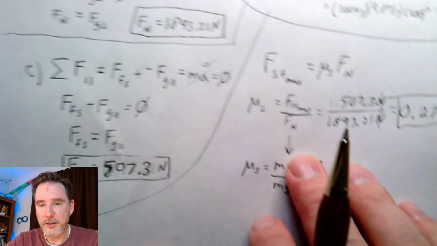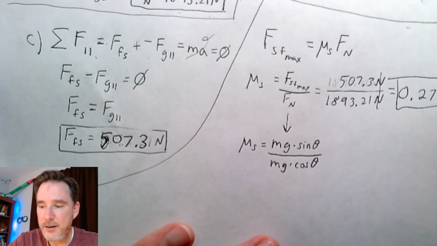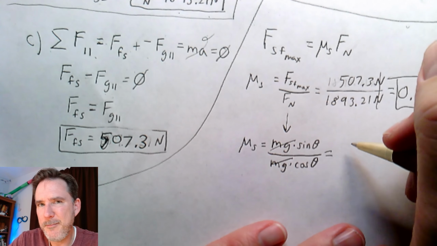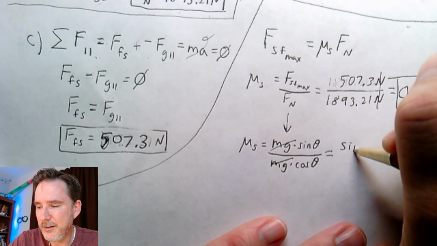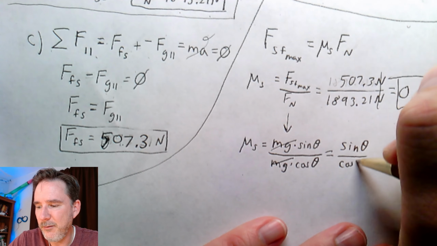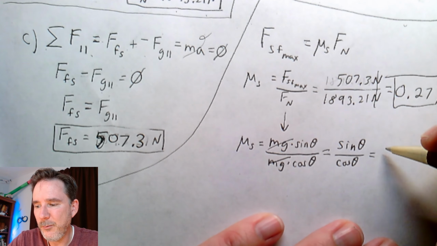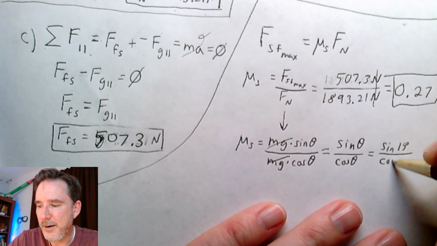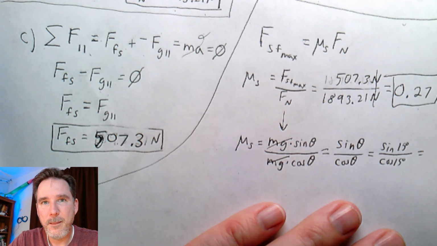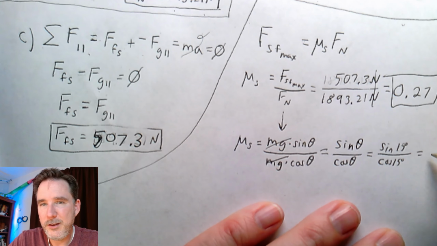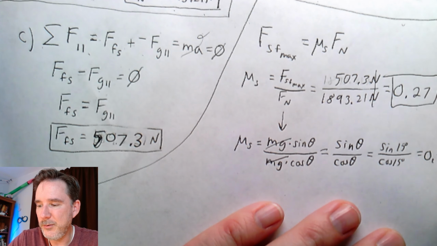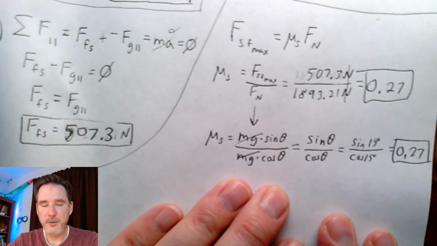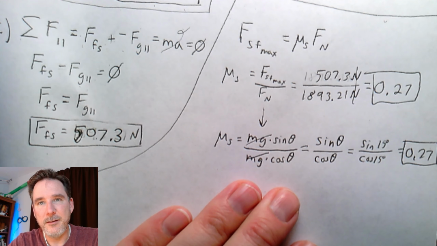So we plug that in. Now look what happens here. We've got mg over mg. That's going to cancel out. And so to calculate mu, all we have to do is take the sine of theta over the cosine of theta. That seems weird, but when we do this, the sine of 15 degrees divided by the cosine of 15 degrees, we put that in the calculator, and what do you get? 0.27. Same exact answer. There we go. Same exact answer.